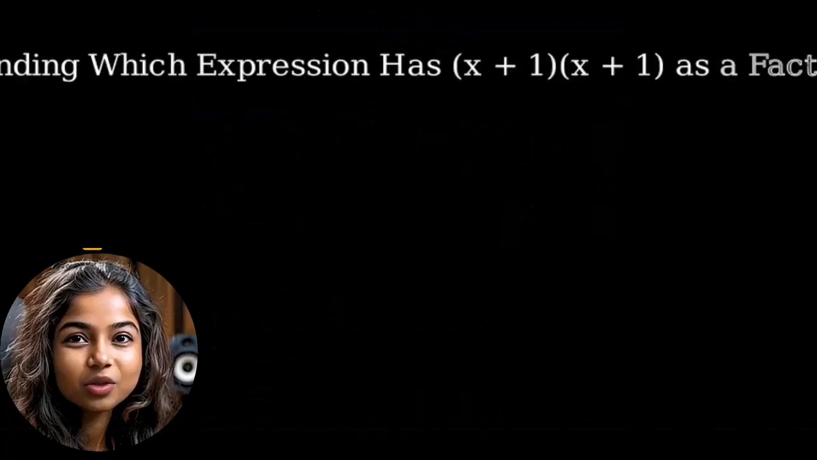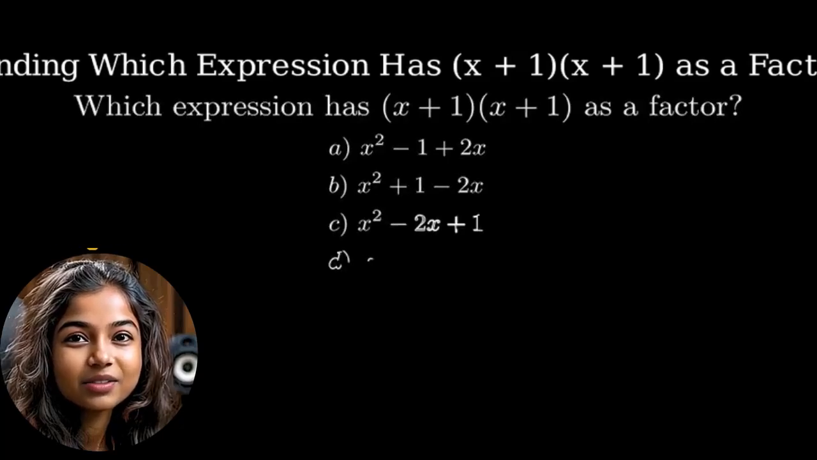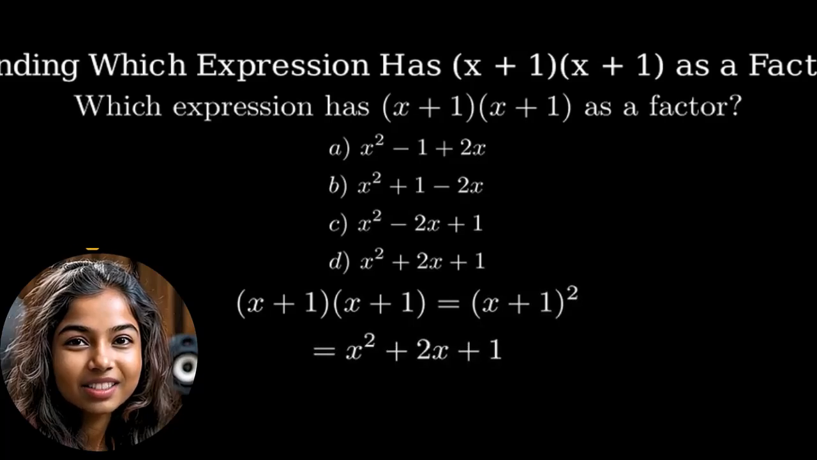Let's solve this problem step by step to find which expression has x plus 1 squared as a factor. First, let's recall that x plus 1 squared means x plus 1 times x plus 1. When we multiply x plus 1 by itself, we get x squared plus 2x plus 1. This is a perfect square trinomial. Now, let's compare this expanded form to each of our options.